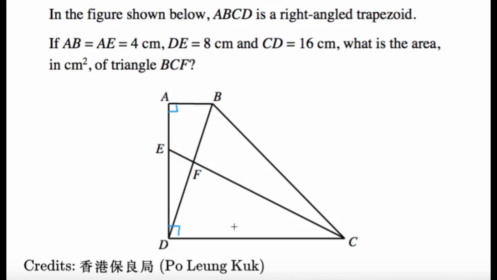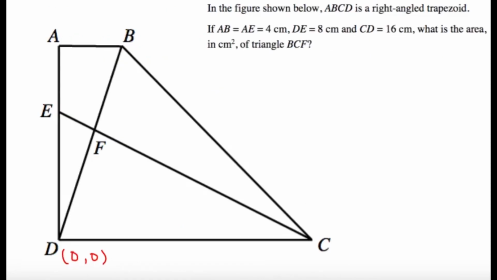Now, generally you can locate the origin wherever you want, but in the context of this question, let's put our origin at point D, because it seems to be the intersection of two perpendicular lines, AD and DC. So I guess it makes sense for us to put the origin at point D. And we're going to label the rest of the points using the given.